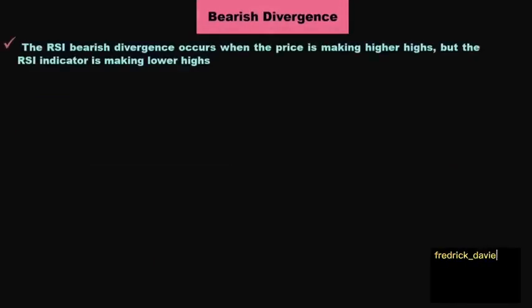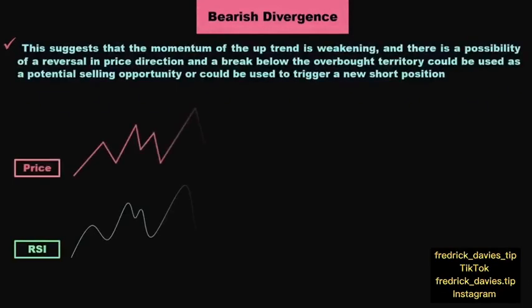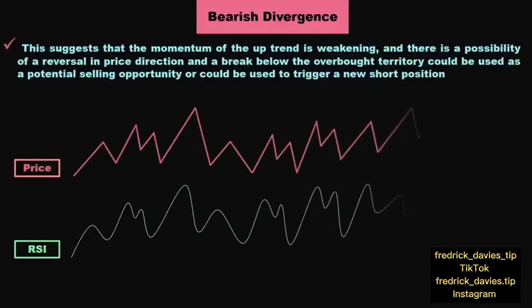That's when the price is making higher highs, but the RSI indicator is making lower highs. This suggests that the momentum of the uptrend is weakening, and there's a possibility of a reversal in price direction. A break below the overbought territory could be used as a potential selling opportunity, or could be used to trigger a new short position.